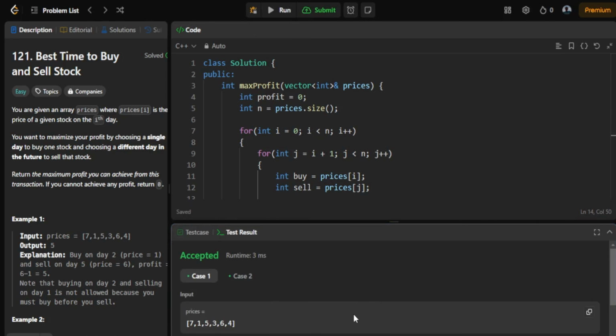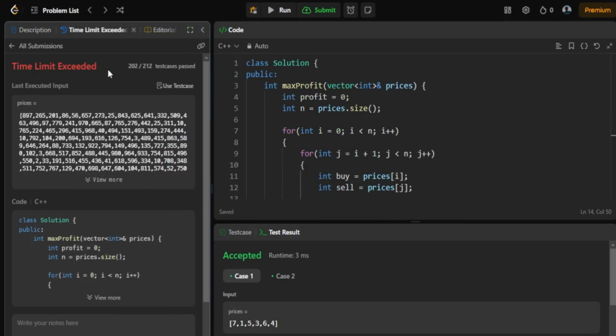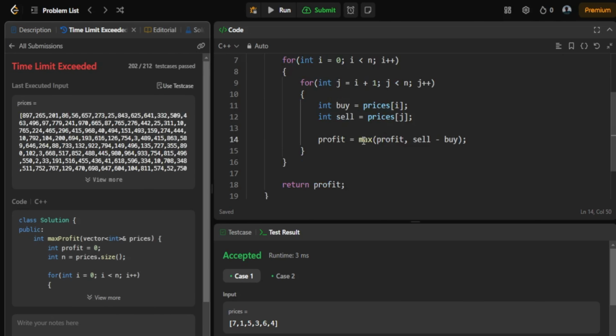Okay, so it is running fine for the two test cases. Let me just submit this. Okay, so we got time limit exceeded, right? We got time limit exceeded, so we have to optimize this solution. Let's see how we can optimize.